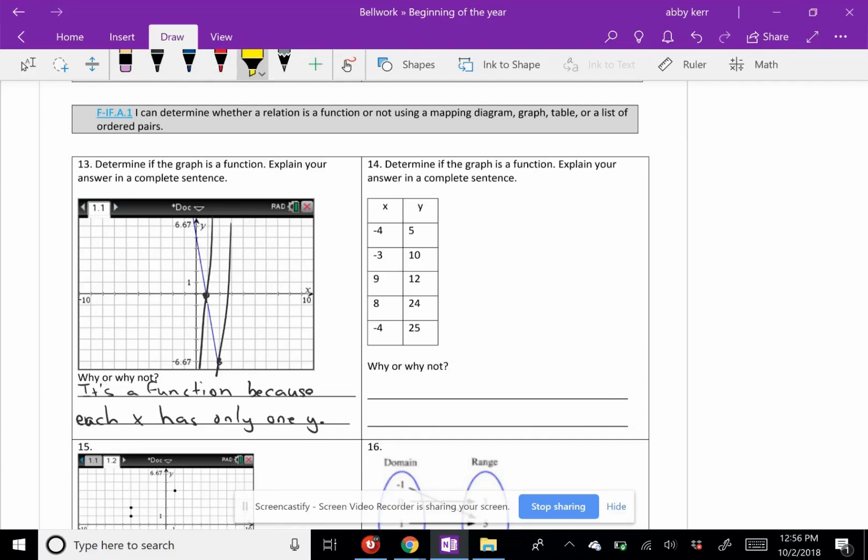Now for a table, you want to see the x values. We have an x that's -4, but we also have an x that's -4. Notice that the x here goes with 5 and the x there goes with 25. That can't happen because every x has to have only one y. In this case, it has 2. So once again, be specific. It's not a function, because the x of -4 has 2 y values.